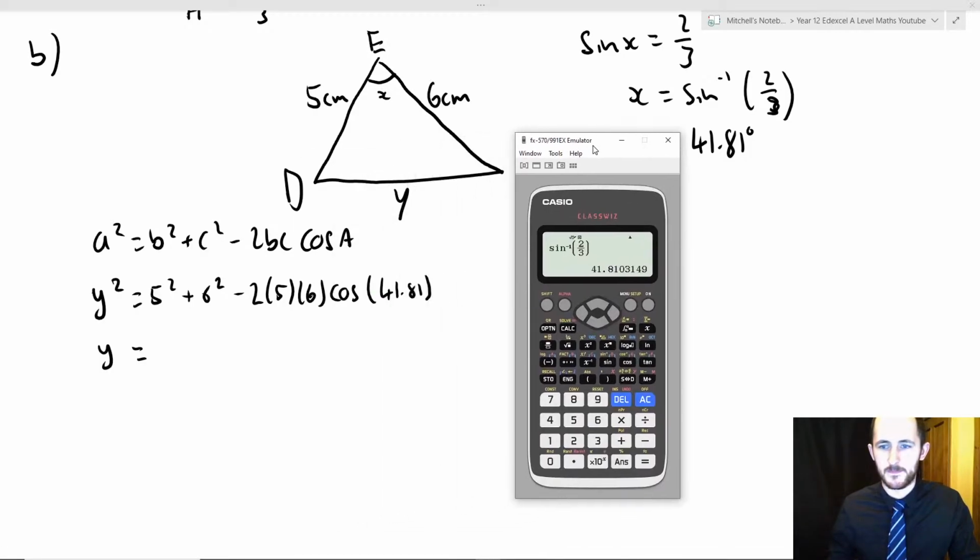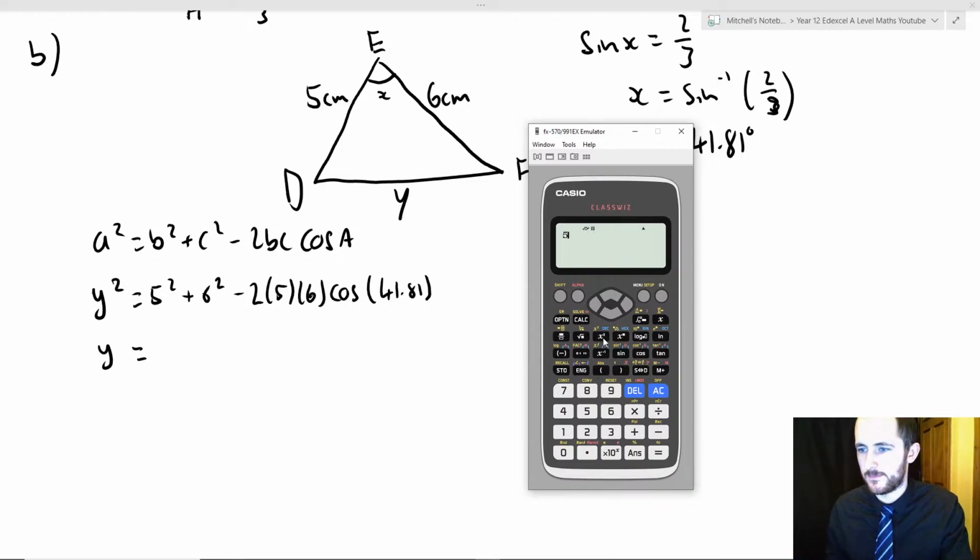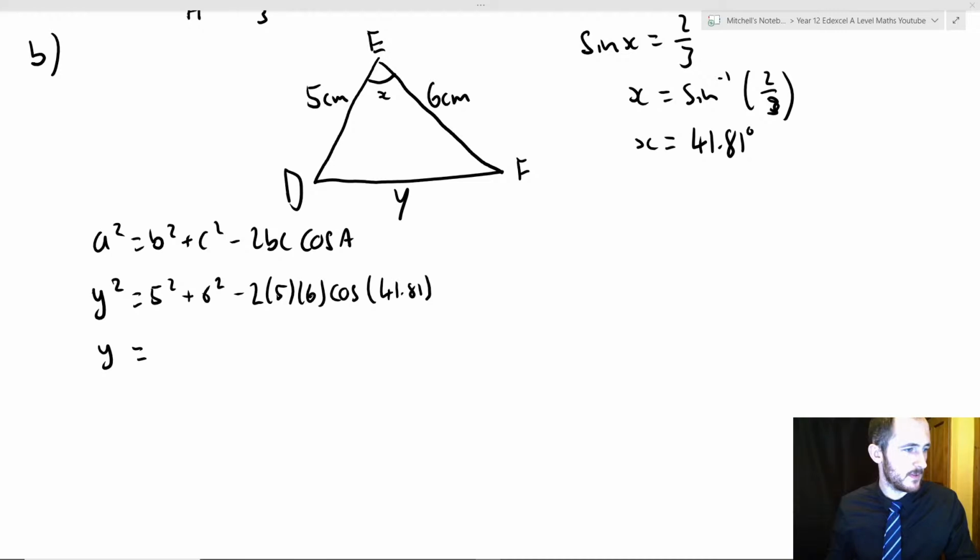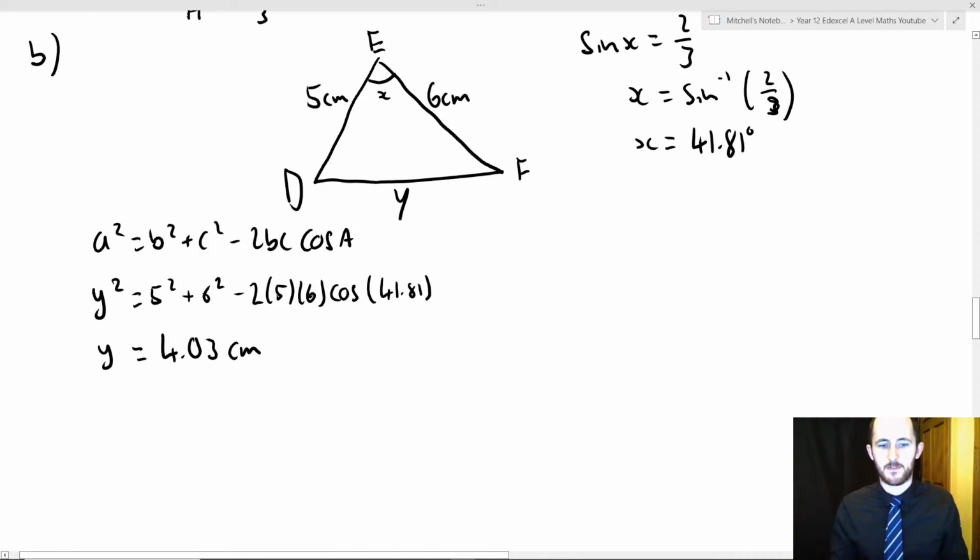Nice and easy. So 5 squared plus 6 squared minus 2 times 5 times 6 cos 41.81. Then square root the answer. 4.03, let's call it, centimeters, to 3 significant figures.